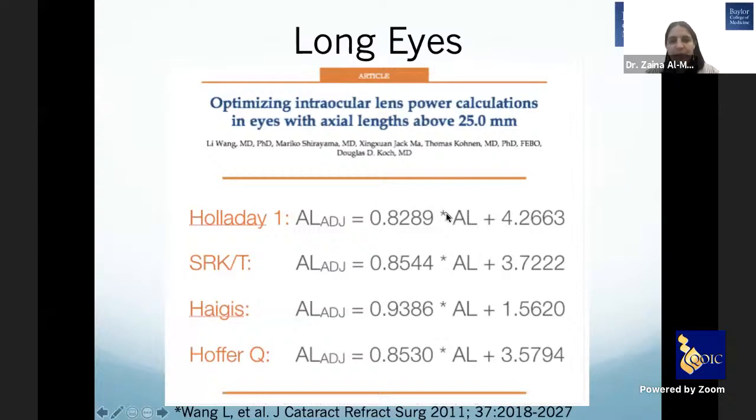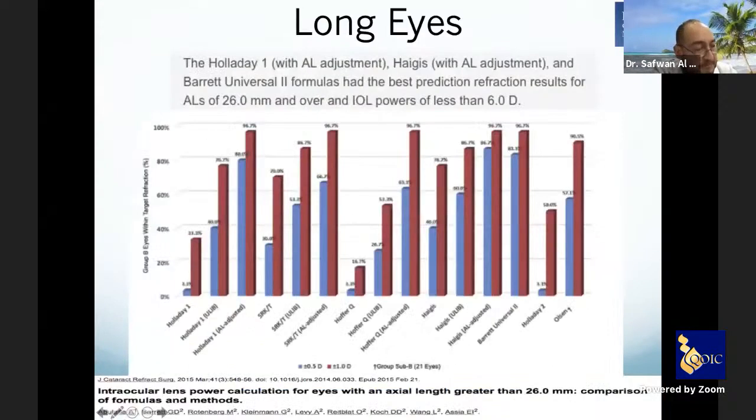Exactly. So you take your axial length that you get from the optical biometer, and then you multiply it by, for example, 0.8289 for Holladay 1, and you add 4.2663, and that's your adjusted axial length. Yes, exactly. And again, it's really important to note that newer formulas like the Barrett already have that inputted into their formula, so you don't need to adjust the axial length. Otherwise, you're going to double it and you end up with a myopic error. So these are the 4 formulas specifically.